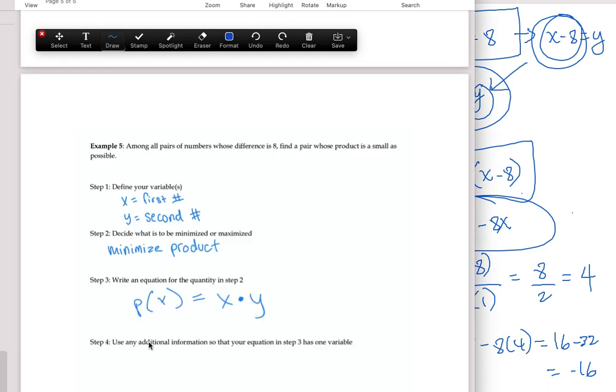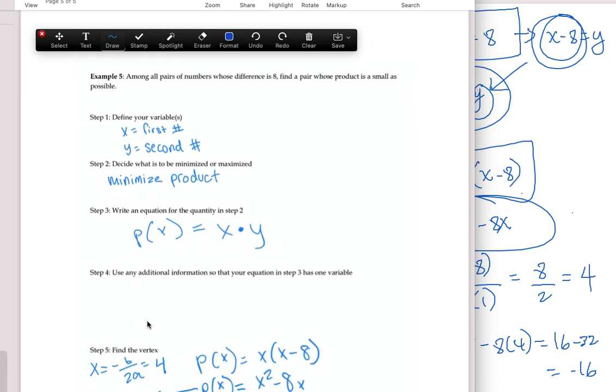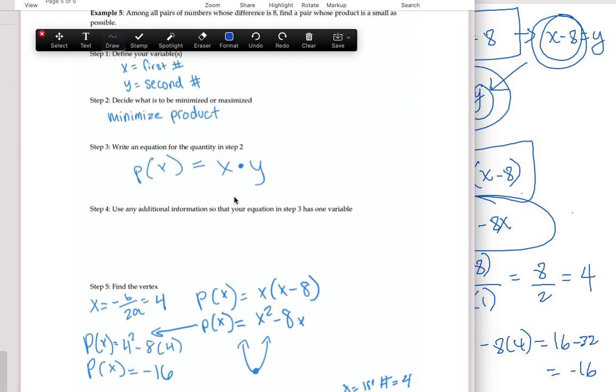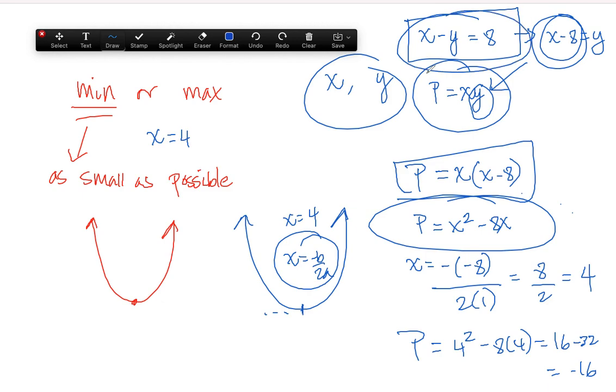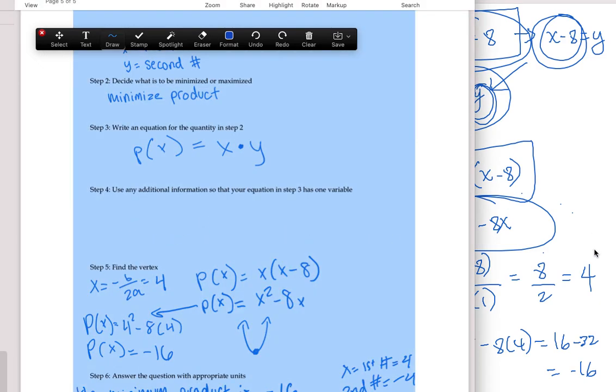Now they did say find the pair of numbers. So first define one variable. Okay, so your teacher has had you set it up very nicely. Decide what is to be minimized or maximized. Well, the product of them, and the equation of the product is x times y. Use any additional information so that you could use your equations. Step 3 has one variable. That's where we took the unused equation, x minus y equals 8, that's the additional information. We solved for y and plugged in x minus 8 in place of y, so as to turn the whole thing into a function of one variable, all in terms of x. So that's what she's talking about in step 4 where it's blank.